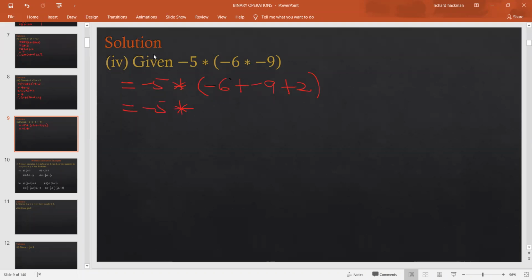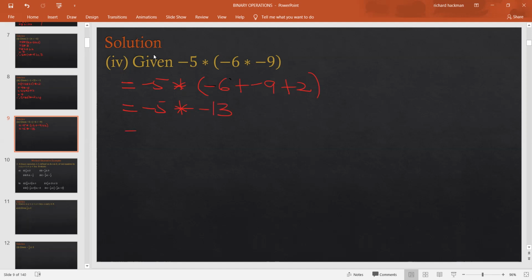You ask yourself, what you have in brackets, can you combine and make it an element? Immediately the answer is yes. And it means when you are combining and you are writing, the brackets can now go. So you are going to get -6 -9, which gives us -15. Am I right? Then plus 2. That will give us -13.